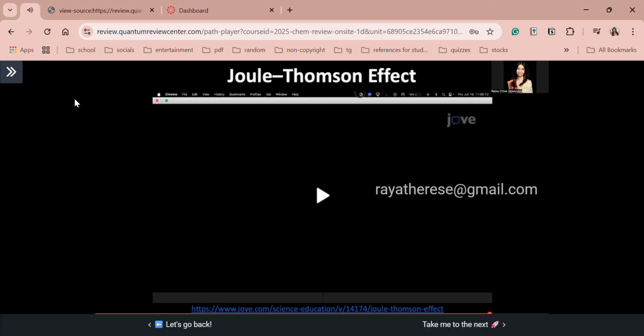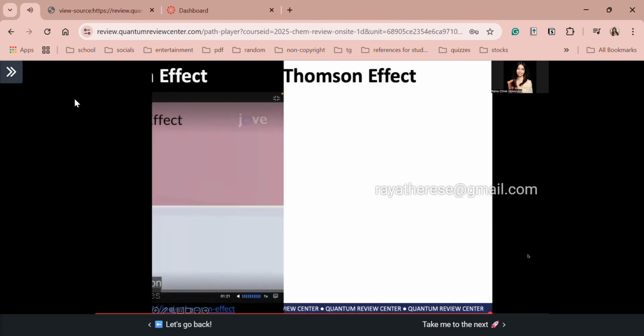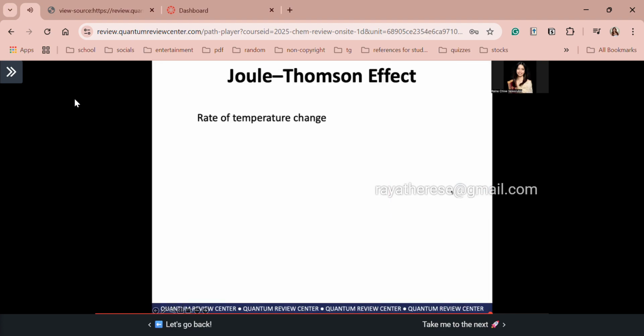Don't worry guys, when we get to the gaseous state crash course, we will further discuss the Joule-Thomson effect. But that is the basic concept, okay? So, again, the Joule-Thomson effect shows the rate of temperature change. The rate of temperature change is equal to the Joule-Thomson coefficient, mu JT, which is equal to (dT/dP) at constant H.